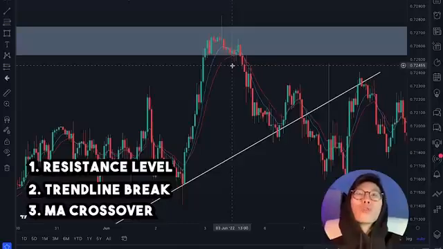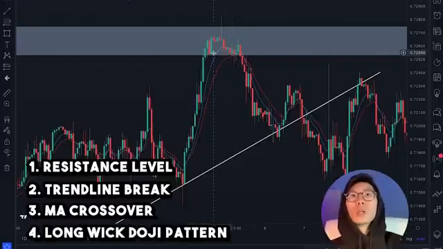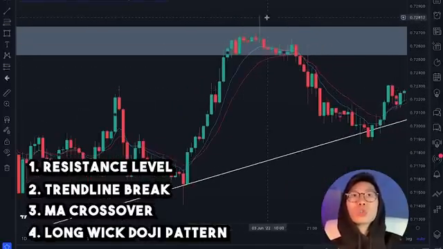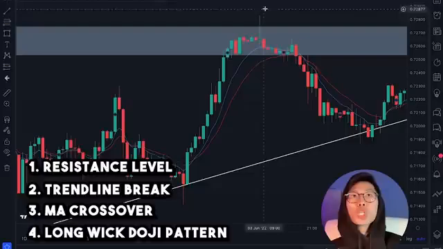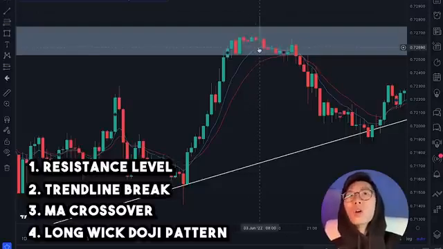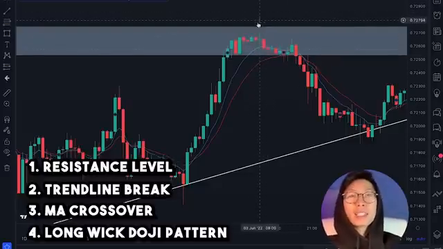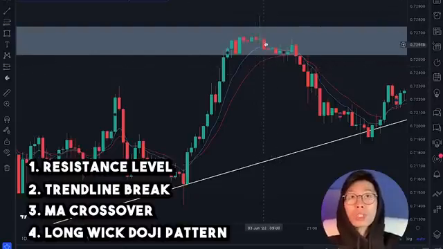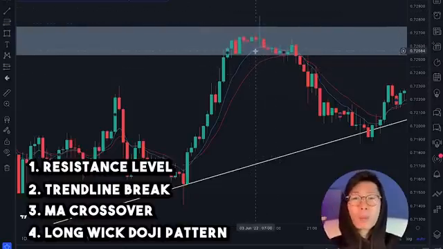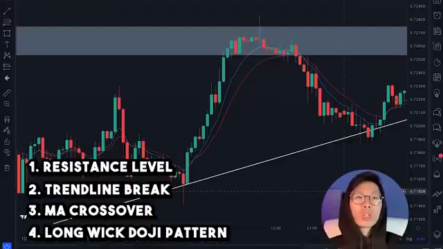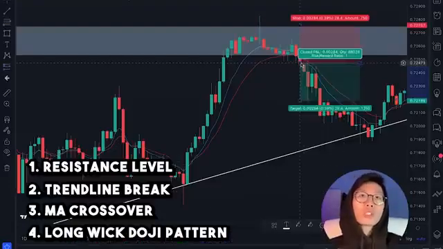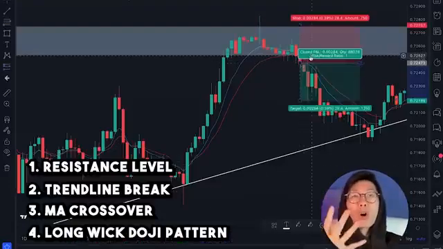The fourth confluence could be this long wick doji right here. You can see this super long wick doji being formed. This shows us that there is a lot of uncertainty in the market, and the market is indecisive, and the market might be about to reverse because the buying pressure is all gone. Now it's the sellers' market, so we can enter our sell position somewhere around here when the moving average crossover happens, and we have our 4 confluences.